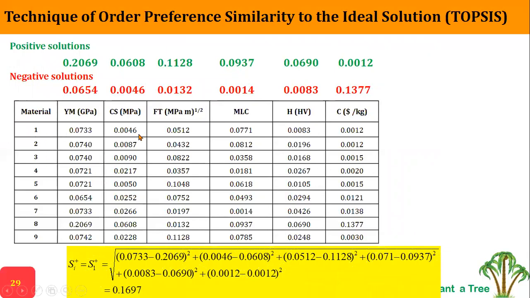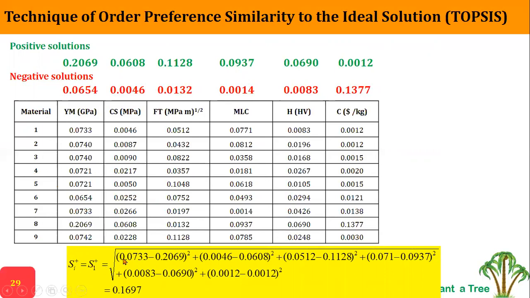For example, for the first alternative I am trying to choose. The number of separation matrices will equal the number of alternatives we have. Here we have 9 alternatives, so 9 separation values will be there. That means the size of the separation matrix will be 9 rows and 1 column. So 9 alternatives are there.